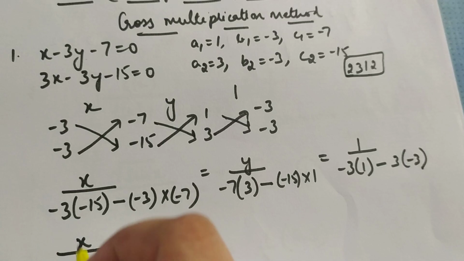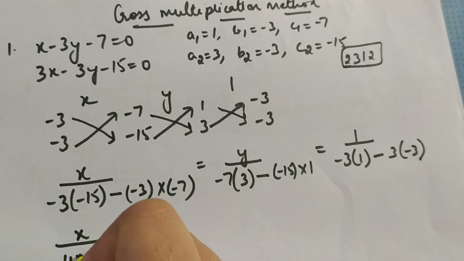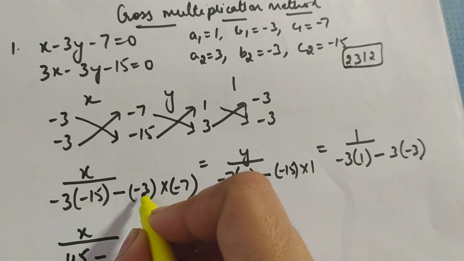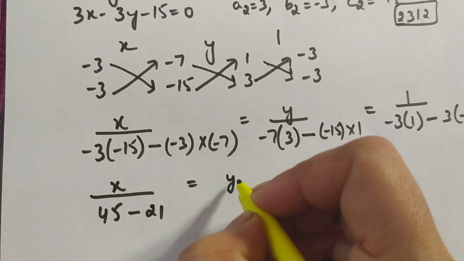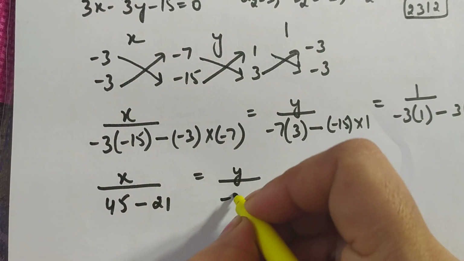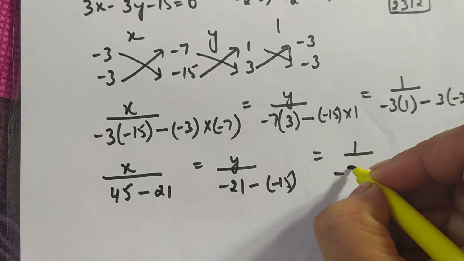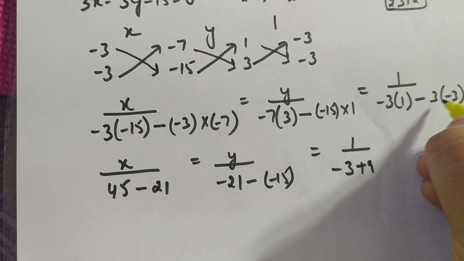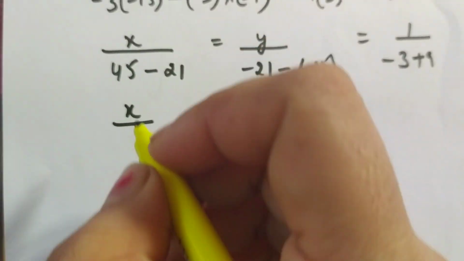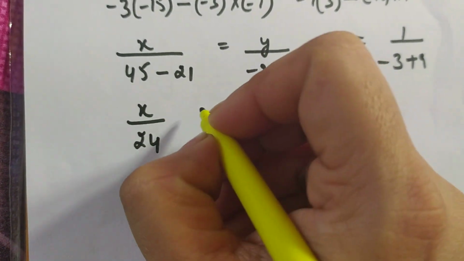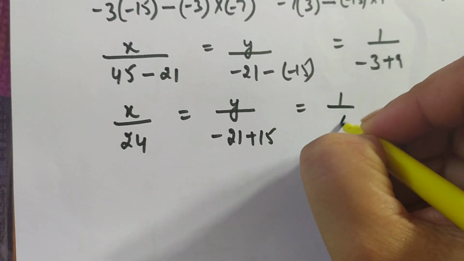Now open up the brackets and multiply minus 3 into minus 15. See, minus minus is plus, so it becomes plus. This minus sign stays as it is. Minus 3 into minus 7, again it will give you a positive answer, that is 21. Then y over, see, minus 7 into 3 will give you minus 21, and minus 15 will come here. Then 1 over minus 3 plus 9, because minus into minus will give you plus. Now see, 45 minus 21, so what should be the answer? It will be 24. Similarly here, minus 21 plus 15, it will be equal to minus 6, and 1 over 6.